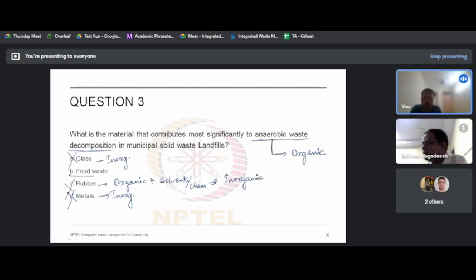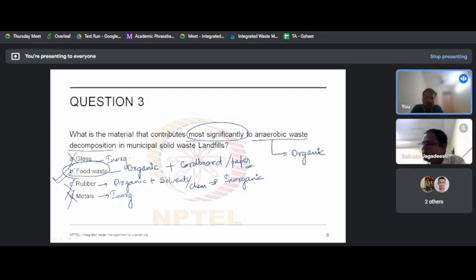We are finally left with food waste. So very clearly we know that food waste will be organic. So food waste will contribute most significantly to the anaerobic waste decomposition. Along with food waste, we can have some cardboard waste or paper waste also. So that also increases the microbial activity. So option B is the correct.